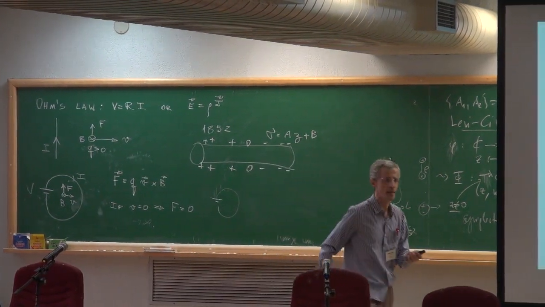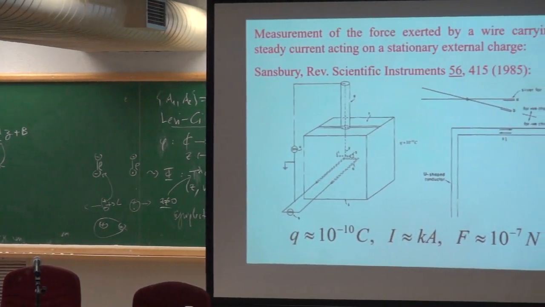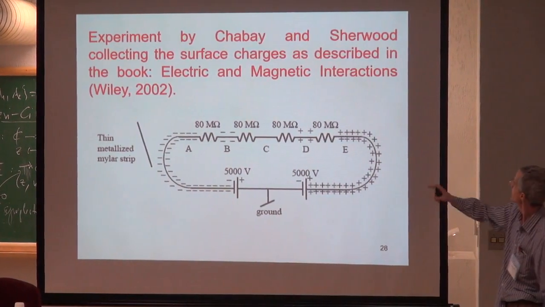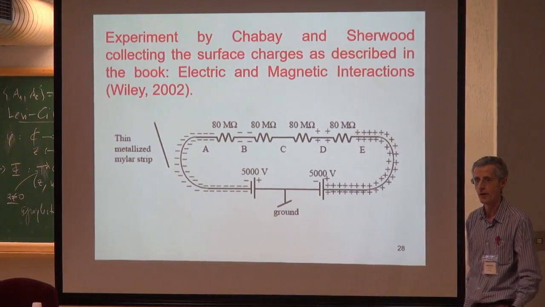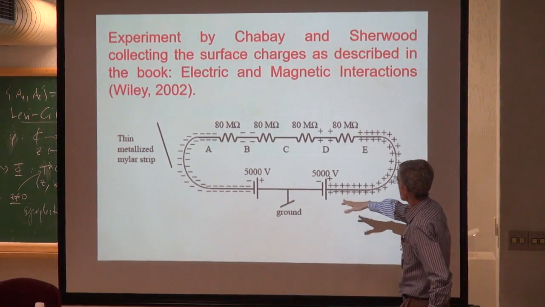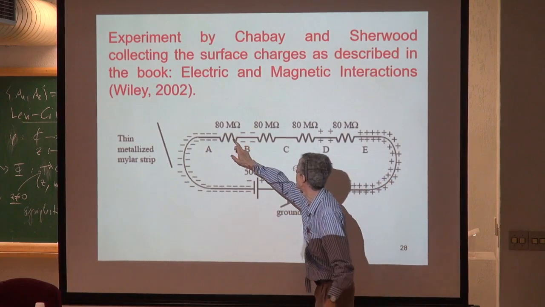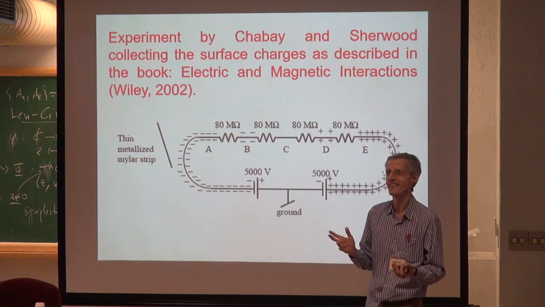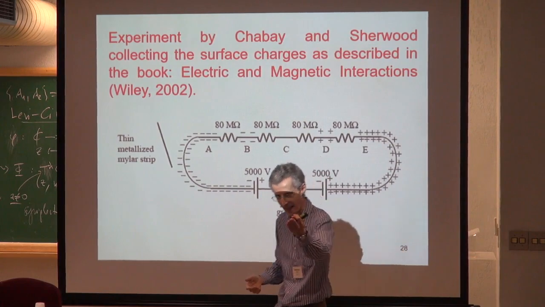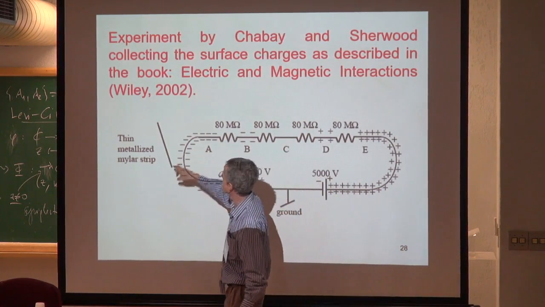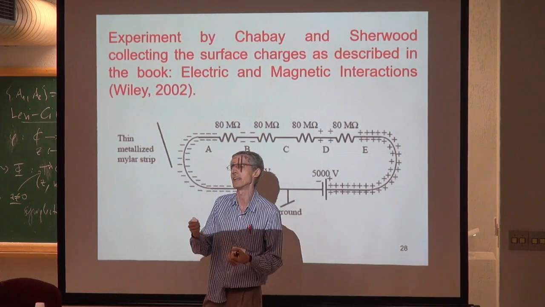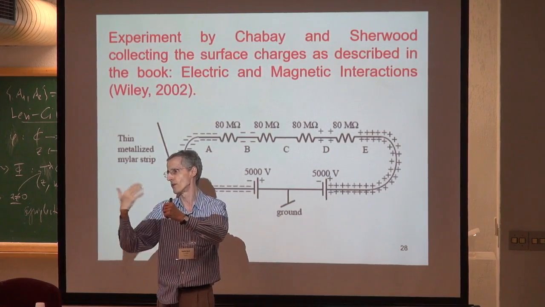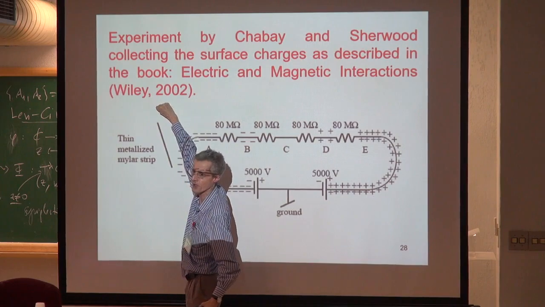I'll show another kind of experiment. Unfortunately, I'm not an experimentalist myself, otherwise I would try to do them. But I quote some of them. This is an experiment by Chabay and Sherwood, 2 Americans. So they have here ground, 2 batteries, and they have 4 resistors. And to collect the charge, they utilize a very simple device which we utilize in electrostatics. We have here a mylar strip. Mylar is an insulator, but it is metallized, like an aluminum foil on the top of it, and you hold it with an insulator.